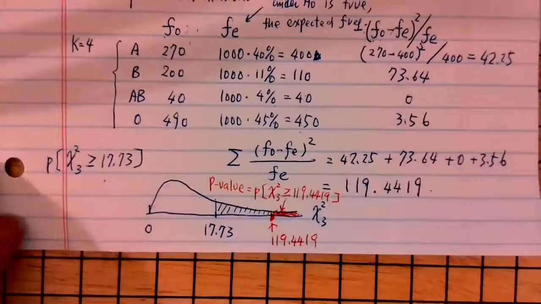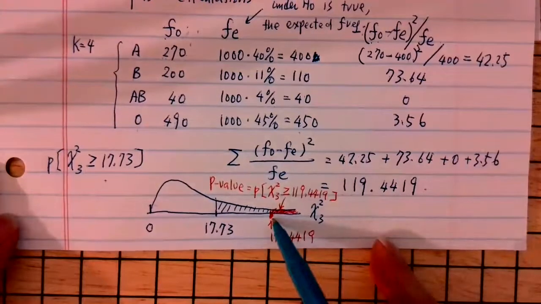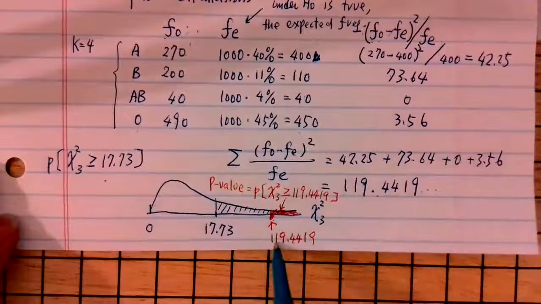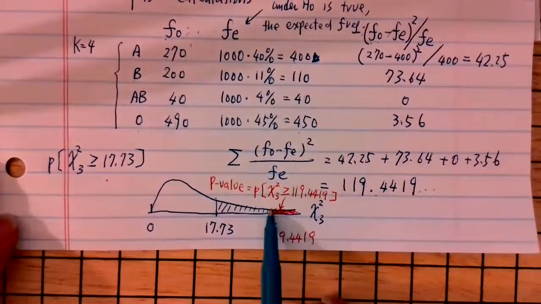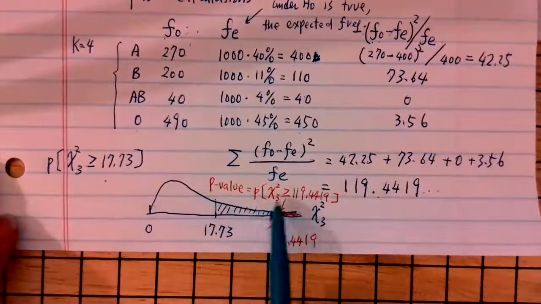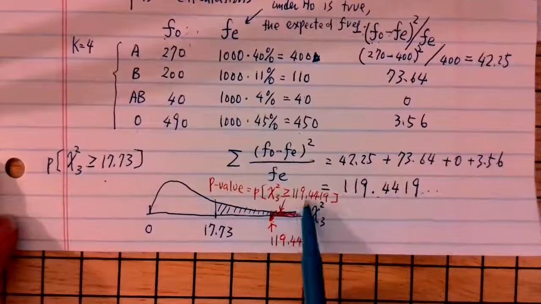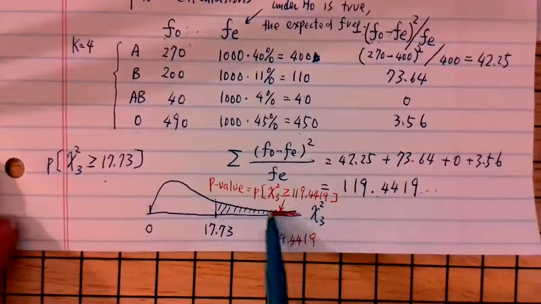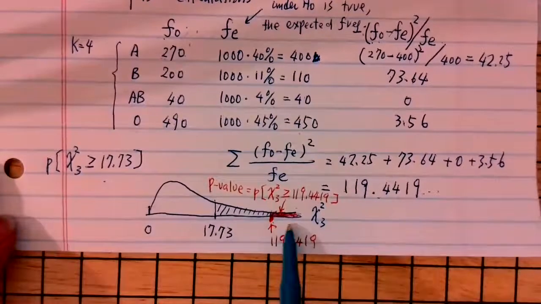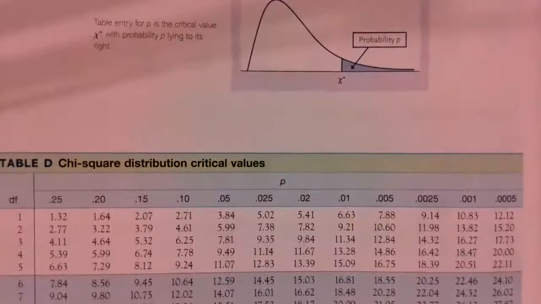In order to find the p-value, this is the observed number, 119.4419, and even more extreme. So this is the red shaded area. The red shaded area is the p-value: the probability that chi-square with 3 degrees of freedom is greater than or equal to 119.4419. To determine the size of the p-value, we need to use the chi-square table.